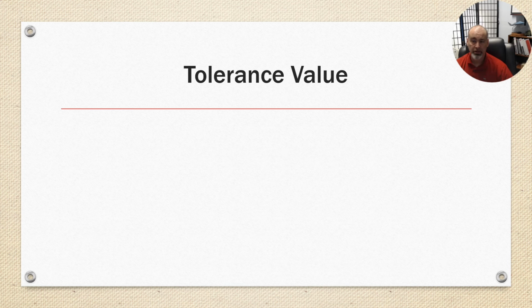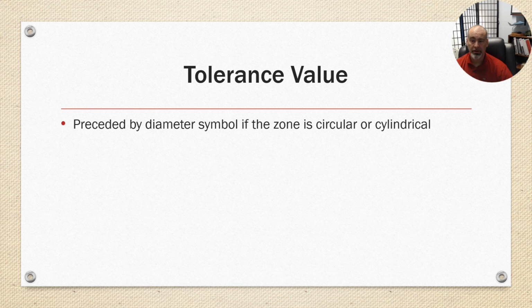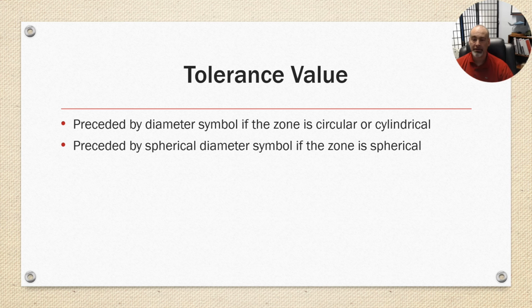Okay, tolerance value. It's preceded by a diameter symbol if the zone is circular or cylindrical. And actually, you can leave it off, but then it changes the interpretation to a radius if it's assumed. But I don't recommend that. You're cutting your tolerance in half by doing that.